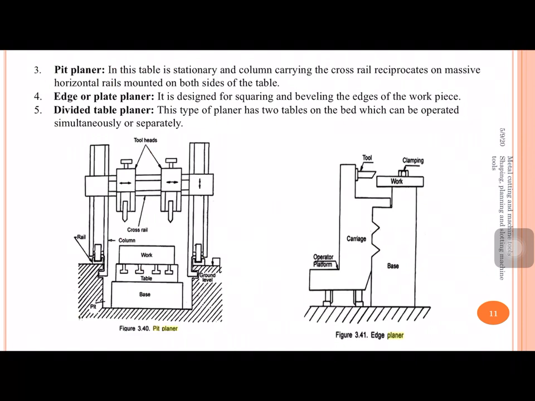Next one is the pit planer type. In the pit planer type, you are placing this base and the table inside the ground. You can see this is the pit you dug in the ground. Here the work part is placed on the table and it is usually stationary. That is the main difference in this pit planer type. In the pit planer type, we are not creating any reciprocatory motion for the work part. This is a different machine tool.